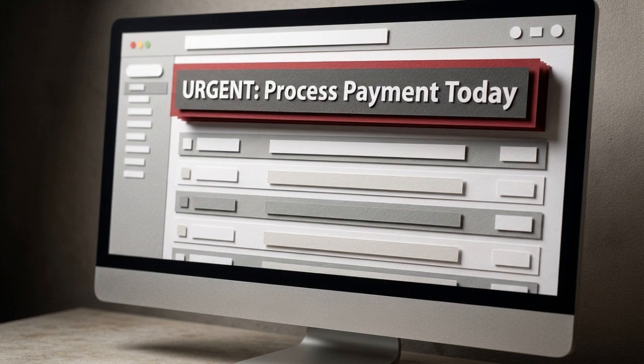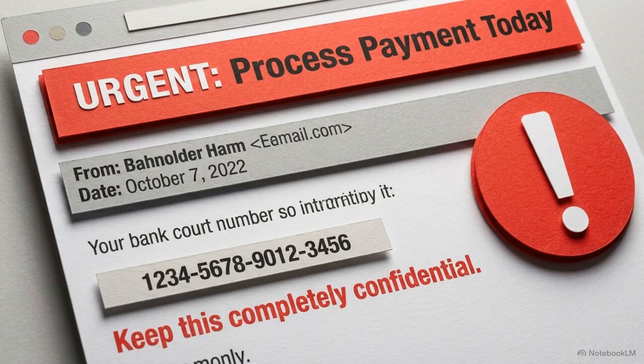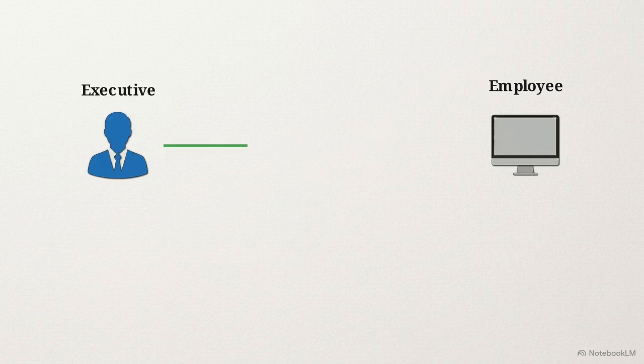It's a standard Tuesday morning. You're clearing your inbox when an urgent message arrives from your CEO. The email demands immediate payment to a vendor, attaching new bank details and insisting on absolute confidentiality. This is a business email compromise, or BEC.